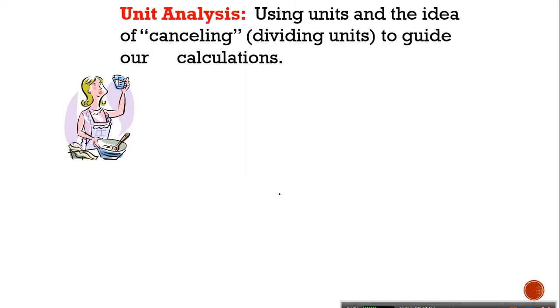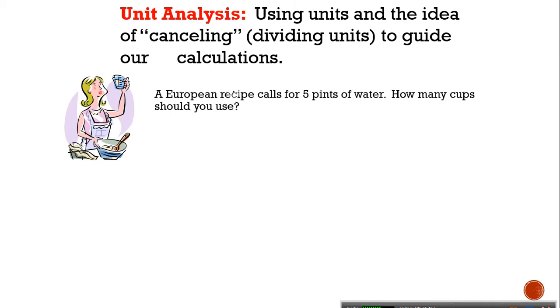So unit analysis. This is using units and the idea of canceling or dividing units to guide our calculations. So we want to look at here. A European recipe calls for 5 pints of water. How many cups should I use? So I'm going to look at my little foldable that we just made, and I notice that 1 pint is equal to 2 cups. So that's going to be my fancy form of 1. I'm going to use that for my unit conversion in a moment. So I'm going to write this. I have 5 pints over 1.